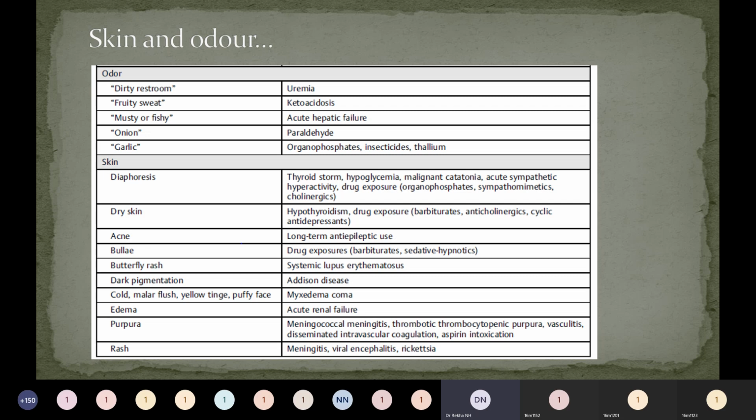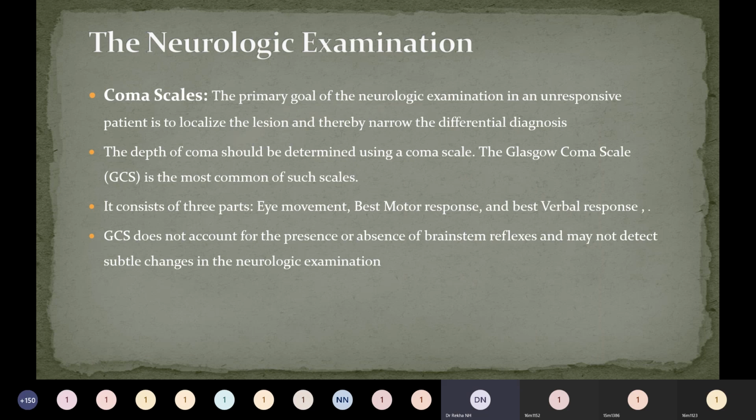Once we look for a butterfly rash, we have to look for any evidence of vasculitis or any other generalized rash, a maculopapular rash, a clue to an infectious etiology. In meningococcal meningitis we get petechiae and rashes, and also in viral encephalitis like dengue encephalitis, or rickettsia. Rickettsial infections are usually the missed ones. So these are certain infectious etiologies where the patient can come with a coma, unresponsiveness.